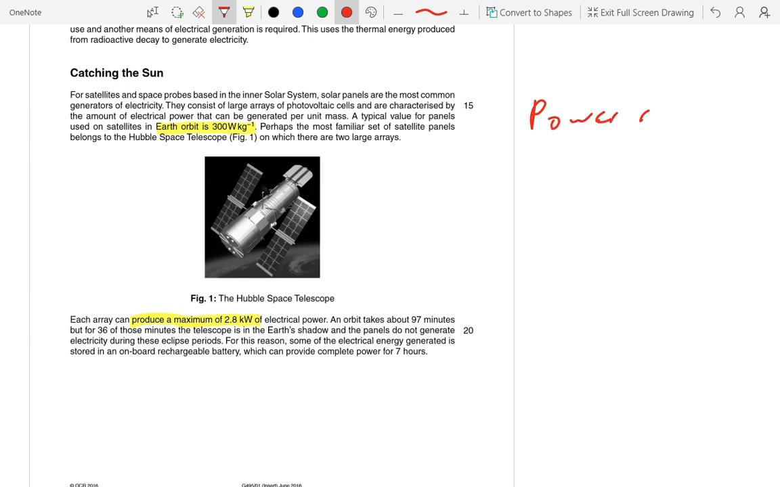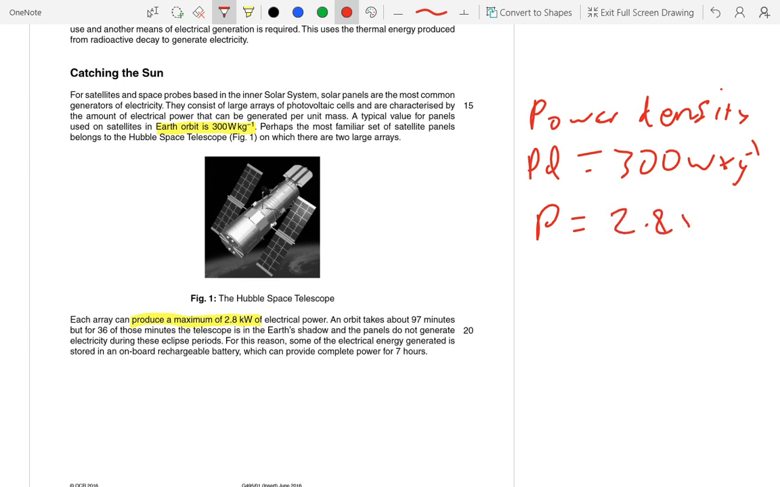So we've got this value, we'll call it power density. It doesn't matter what you call it, but we'll call this one at the top power density, and we'll give it symbol PD, and that equals 300 watts per kilogram. Then we've got this other value at the bottom, which is just normal power, and that equals 2.8 times 10 to the 3 watts. So then we see here the units that we've got on the other side. We've got watts per kilogram at the top and just normal watts at the bottom.